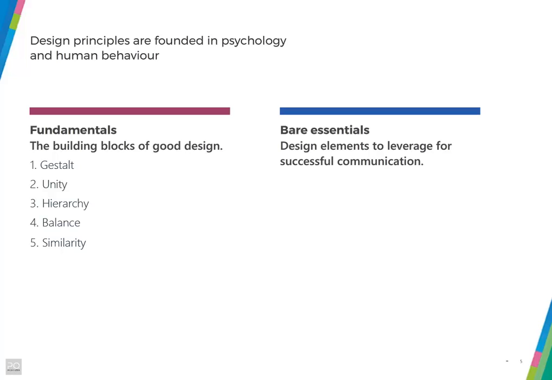Then we have the 4 design elements known as the bare essentials, the absolutely necessary elements that are used to build on the design for successful communication. These bare essentials are known as scale, contrast, space, and alignment. So what is good design? A good design is effective and efficient in fulfilling its purpose. A good design is always the simplest possible working solution, and a good design is long-lasting.